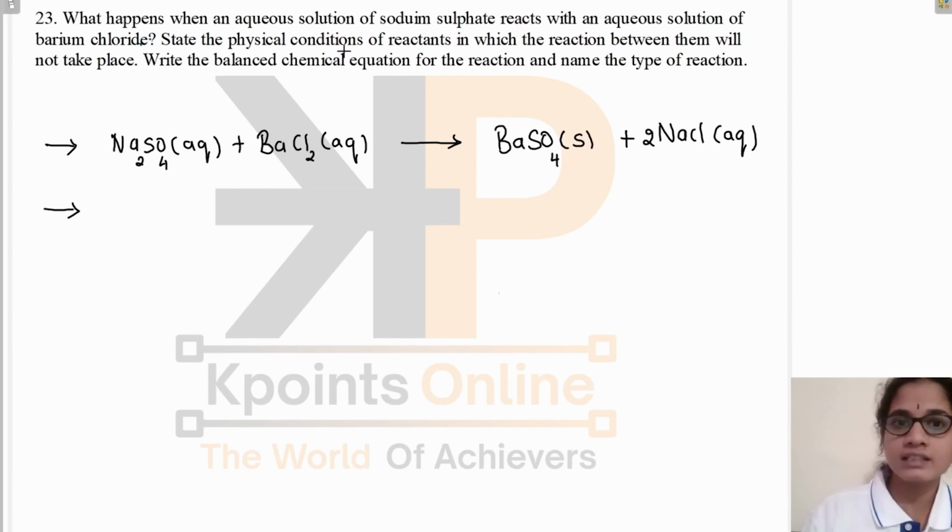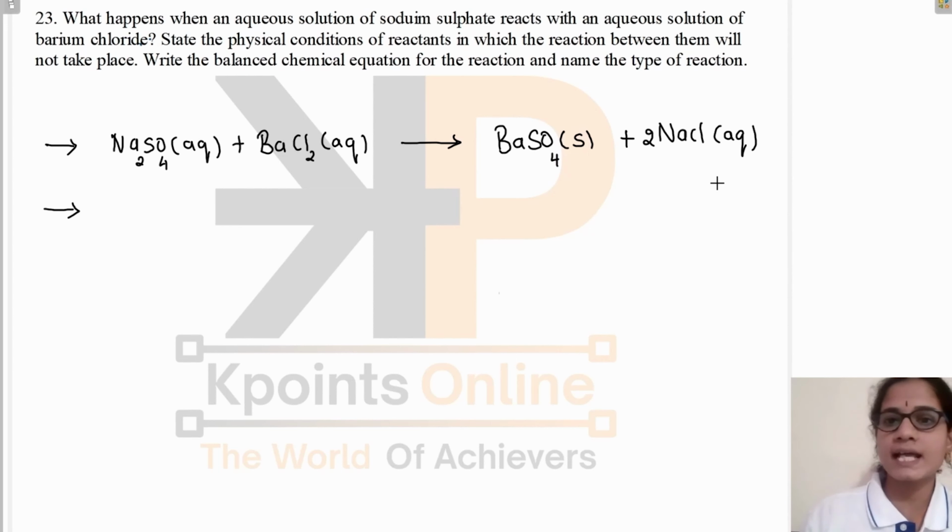state the physical conditions of reactants in which the reaction between them will not take place. This reaction will not take place in the solid form. When the reactants are in the solid form, the reaction will not take place because there is no formation of ions there. If the ions are not formed, then there will be no exchange of ions. So the reaction will not take place.